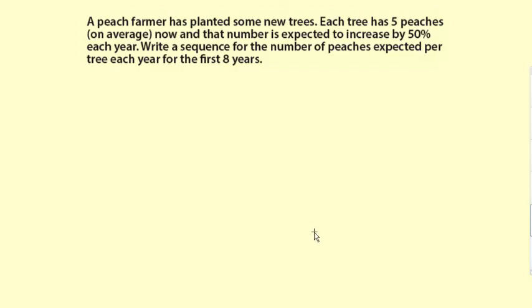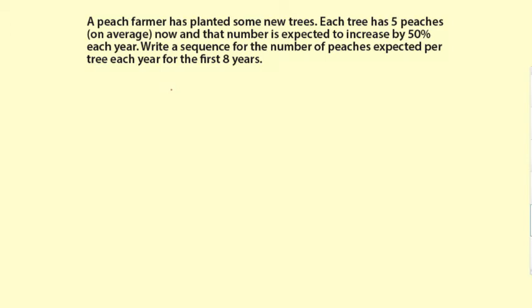A peach farmer has planted some new trees. Each tree has 5 peaches on average now, and that number is expected to increase by 50% each year. Write a sequence for the number of peaches expected per tree each year for the first 8 years.